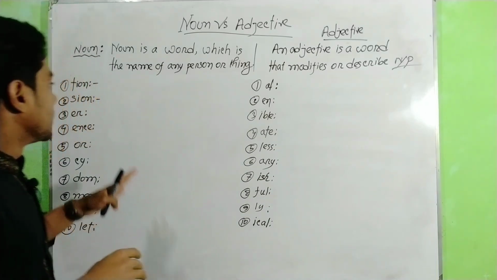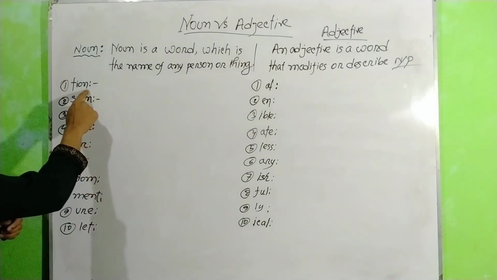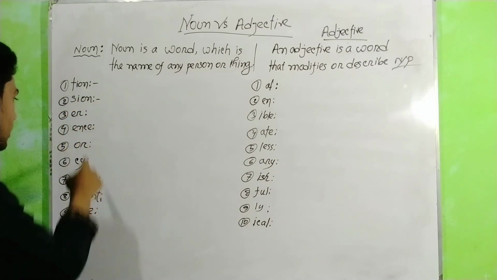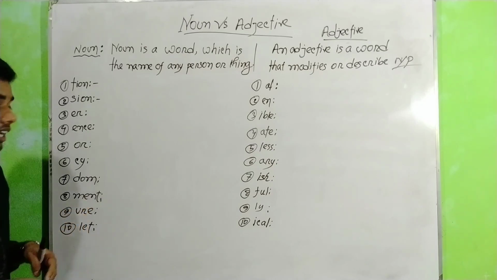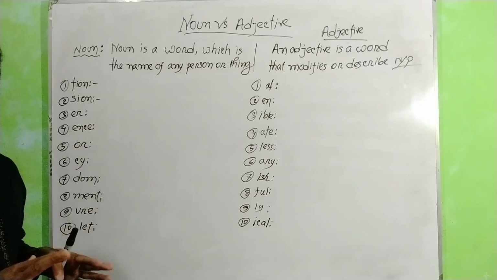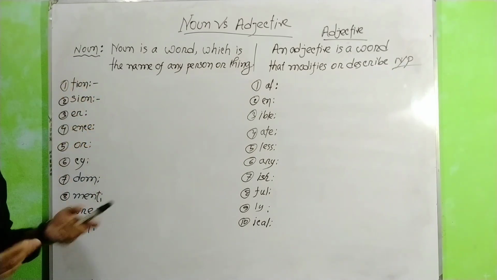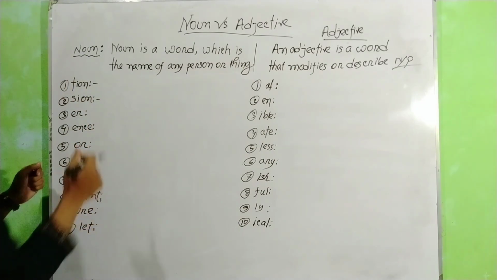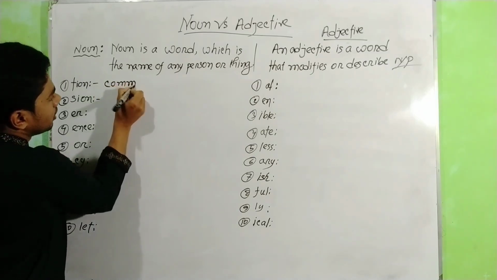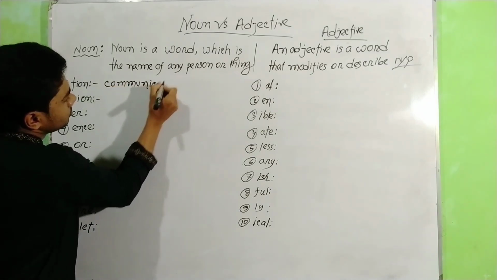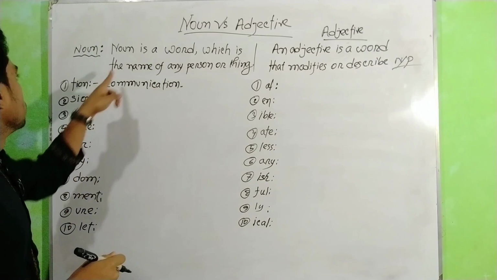But there are some tricks that can help you to identify a noun. If you see these endings, for example, tion, sion, ence, er, or, cy, dom, ment, at the end of any word, you can be sure that this must be a noun. For example, tion. Give a word with tion. You can say communication. Yes, communication is a noun.